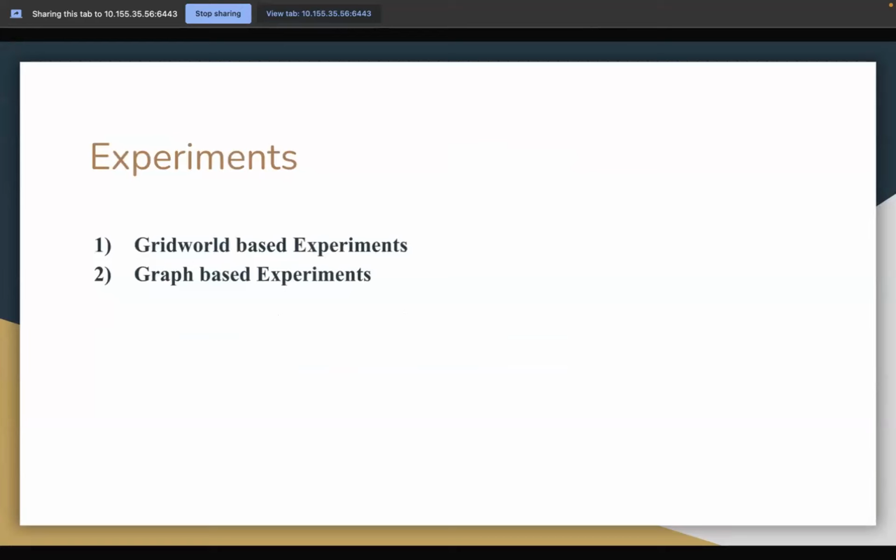So I started my experiments with two kinds of experiment. First, I started with a grid world based experiment, and later I tried a graph-based experiment. I tried the grid world based experiment first mainly because most of the resources available on the internet were based on grid worlds, and there were basically none or very few graph-based approaches being used with reinforcement learning.